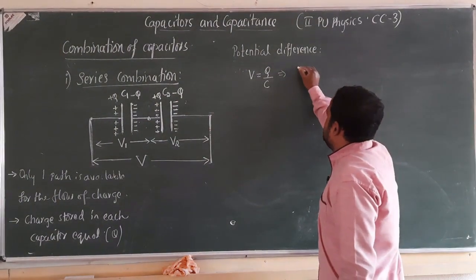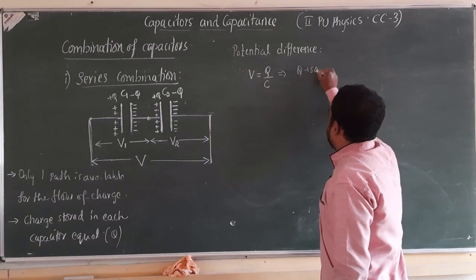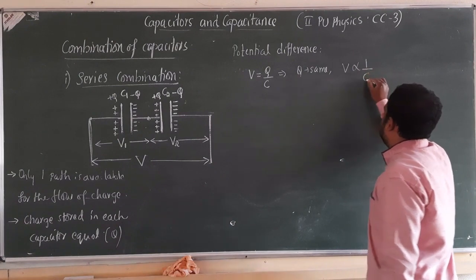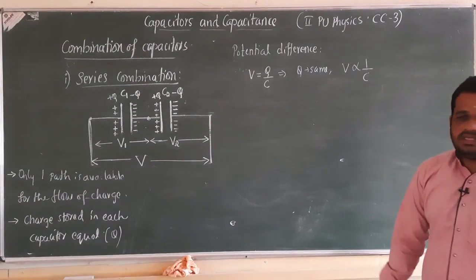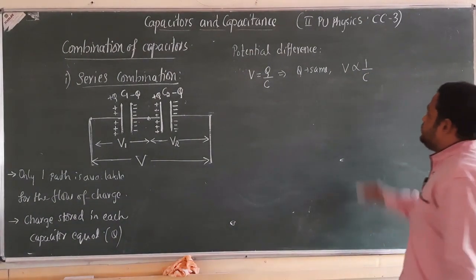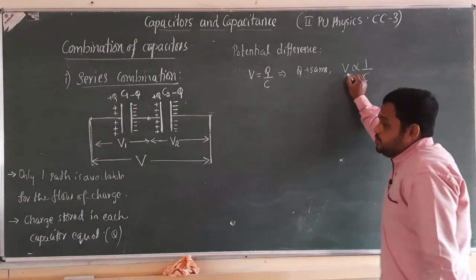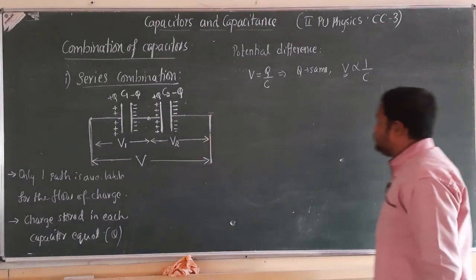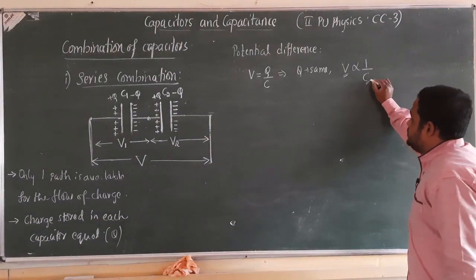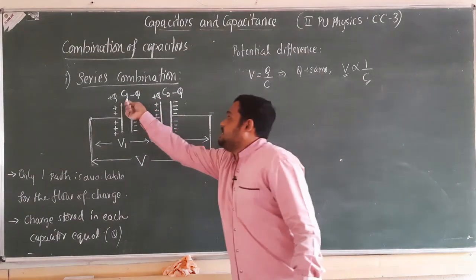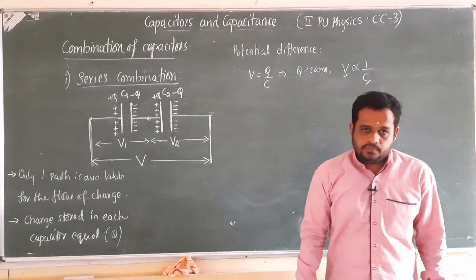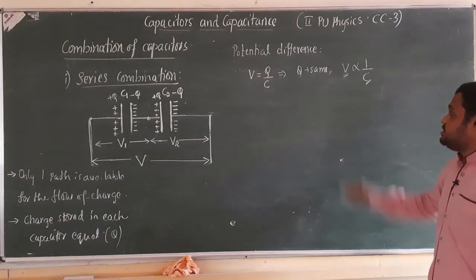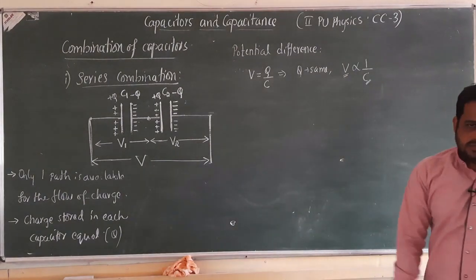Therefore, since Q is the same for all the capacitors, we can write V is inversely proportional to C. That means the potential differences between the plates of the capacitors, V1 and V2, are decided by the capacitances C1 and C2. Q is the same, therefore V1 and V2 are decided by C1 and C2.